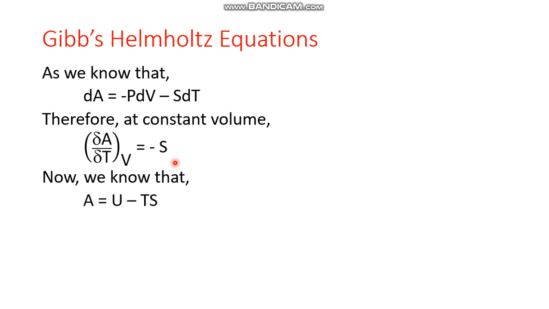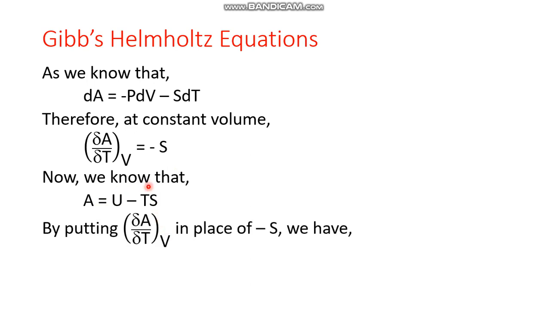Now we know that the actual expression of A is U minus TS. Let's put the value of del A del T at V in place of minus S in this equation. Here it is U plus T into minus S actually. So in place of minus S we can put this value, del A del T at V. This way we get this relationship, U plus T into del A del T at V. Actually del A del T at V is nothing but minus S.